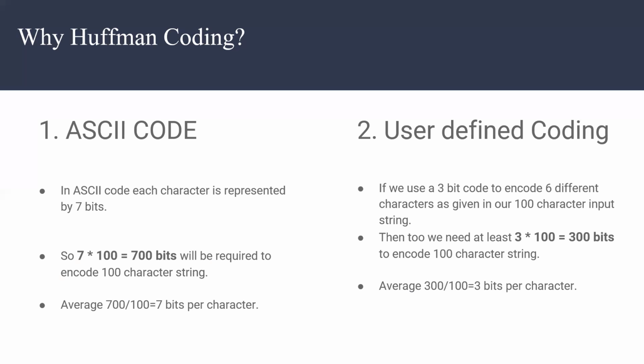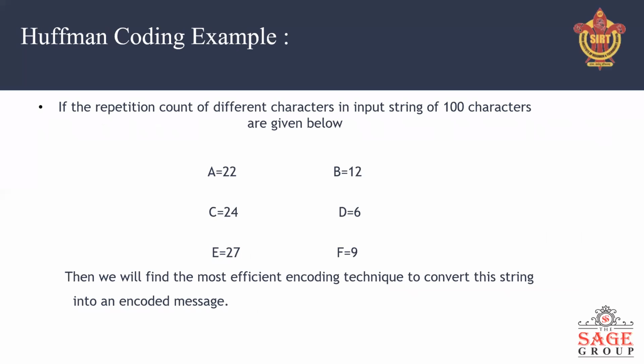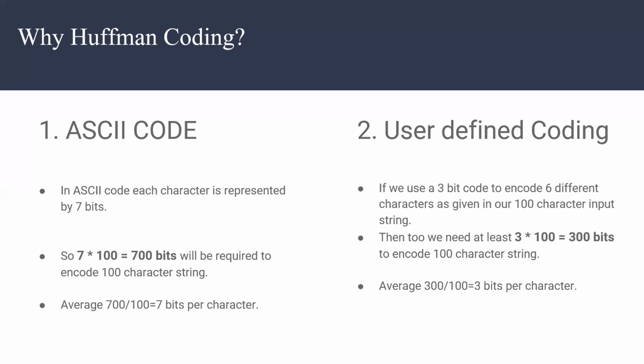We have to use the length. Now, the second technique: we can use a user defined encoding technique. Like if we have 3 different input bits for 6 different characters, as we all know, we can use a 3-bit code to encode 6 different characters.